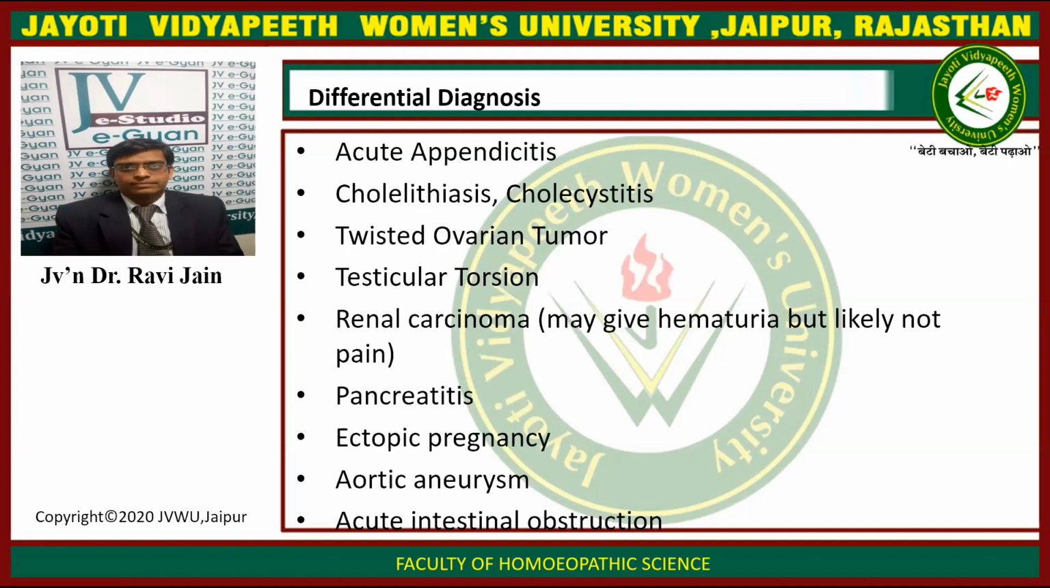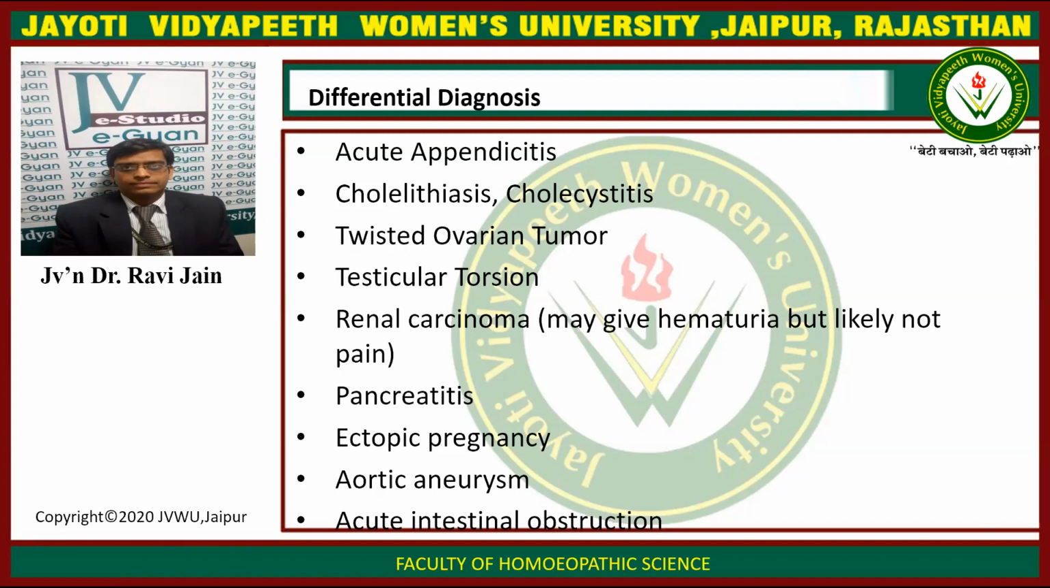What are the differential diagnoses if a patient is coming with pain or other clinical features of nephrolithiasis? What are the common other disease conditions which can resemble nephrolithiasis? It can be acute appendicitis, when there is pain in the right iliac fossa. It can be cholelithiasis, gallstones, or cholecystitis, inflammation of the gallbladder, but that pain is in the right hypochondrium or the epigastric region.